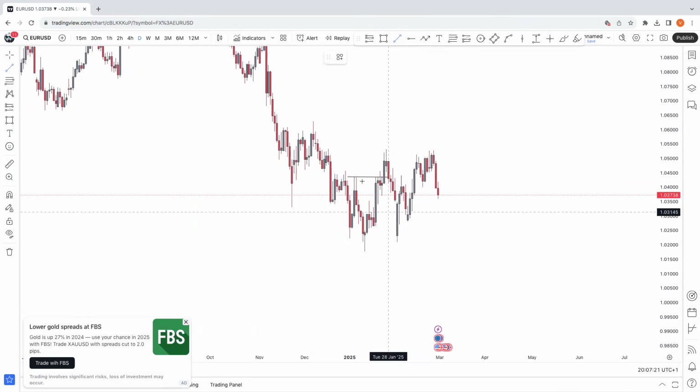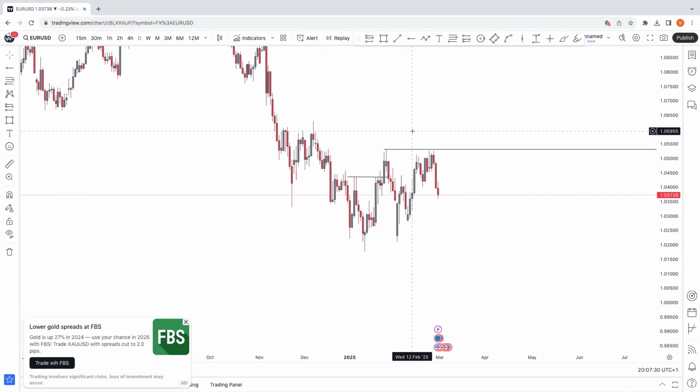Price retraced, right? After taking out this, price retraced and then failed to take out this high. Price failed to take out this high and then started selling. And remember when we discussed weak highs and weak lows? If you haven't seen that video, go ahead and check it out.